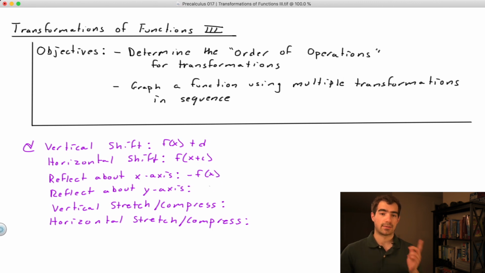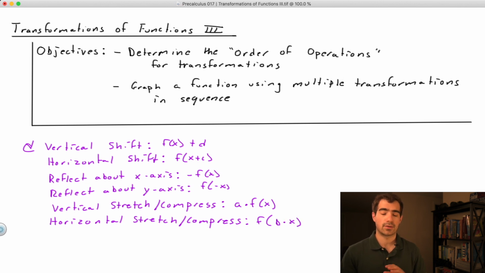We could reflect about the y-axis by multiplying a negative to the input of our function. We could stretch and compress our graphs vertically by multiplying by some factor outside of our function, and compress and stretch horizontally by multiplying the input of our function.